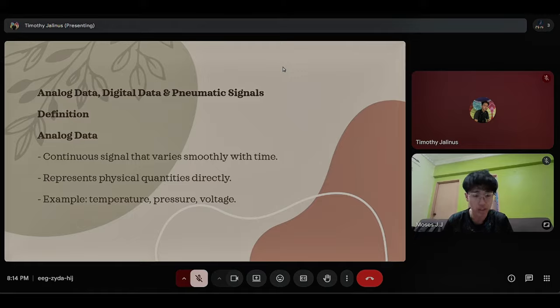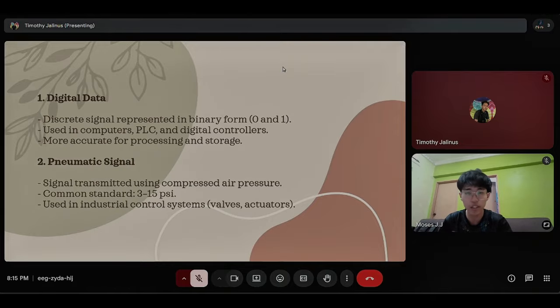instrumentation system, many sensors produce analog signal. For example, a temperature sensor may output a voltage signal that continuously varies depending on the temperature. Because analog signals are continuous, they can represent very detailed information, but they are also more sensitive to noise and interference.